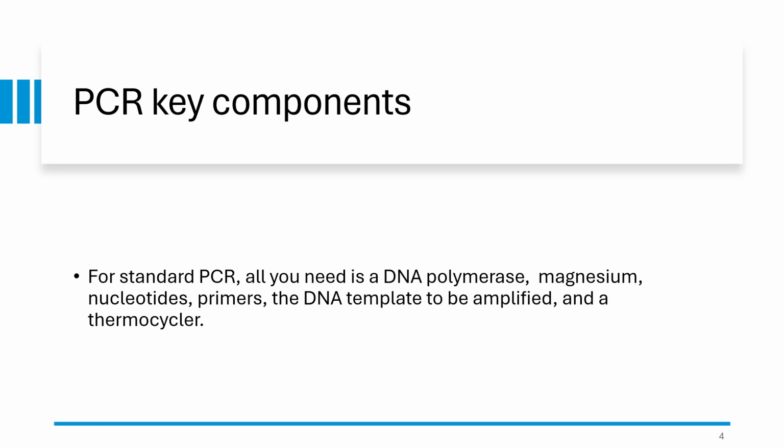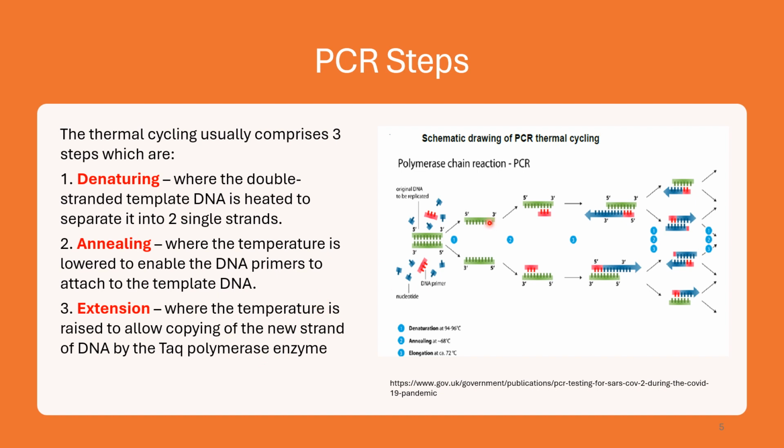Thermocycler. A thermocycler is a specialized instrument used to automate the temperature cycling process in PCR. It provides precise control over temperature changes required for denaturation, annealing, and extension steps of PCR. Now let us quickly go through the steps of a polymerase chain reaction. Thermal cycling usually comprises three steps, which are denaturation, annealing, and extension.